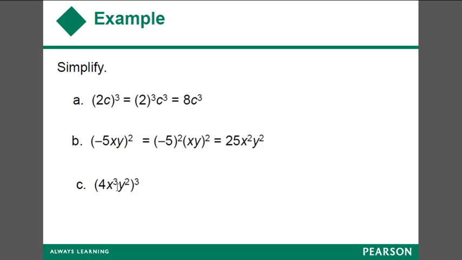Here I have 4x to the 3rd, y to the 2nd, all raised to the 3rd power. So I'm going to distribute this 3 in here, and I'm going to get 4 to the 3rd times x to the 9th, because 3 times 3 is 9, y to the 6th, because 2 times 3 is 6. 4 to the 3rd power, 4 times 4 is 16, times 4 is 64. So I get 64 x to the 9th, y to the 6th.